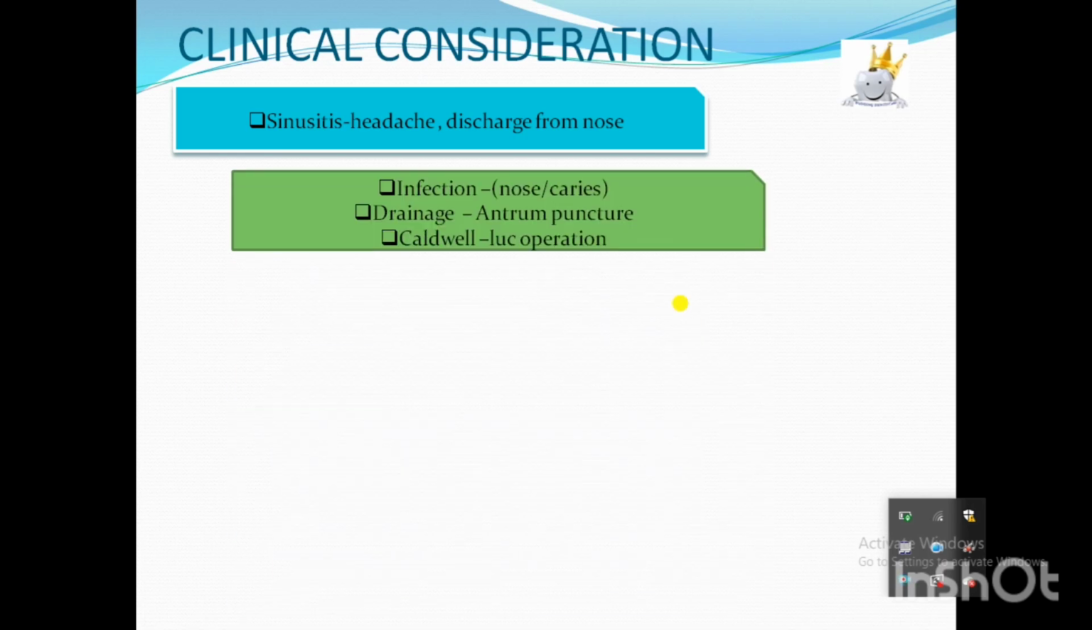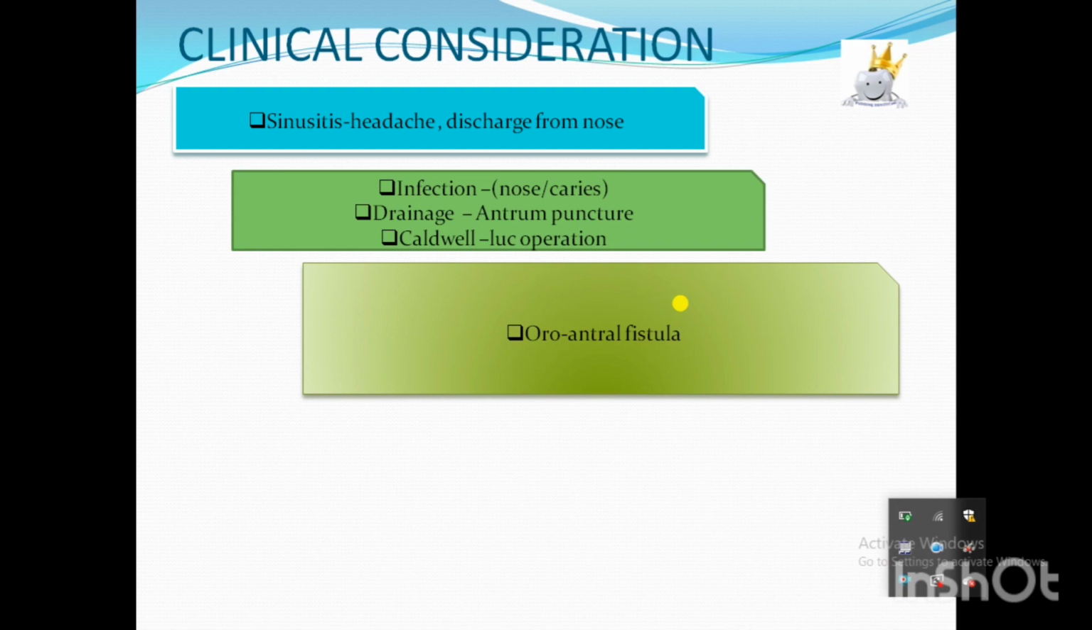If the infection occurs via the nose or due to tooth caries, drainage should be done. The drainage is done by two artificial methods, that is the antrum puncture and Caldwell-Luc operation. In antrum puncture, we will break the lateral wall of the inferior meatus so that the fluid is drained via the lateral wall of the inferior meatus. And in Caldwell-Luc operation, an opening is made at the canine fossa and the drainage will happen.